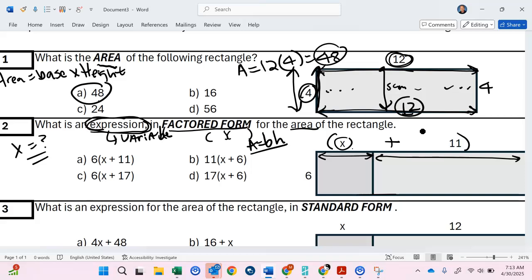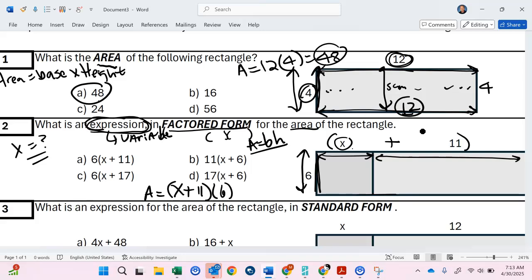So that means the area equals the base, which is x plus 11, times the height. So the height, we have the number for the whole height. There's just one part, times 6. So that's it. So that's the answer. Now, which one of these matches?